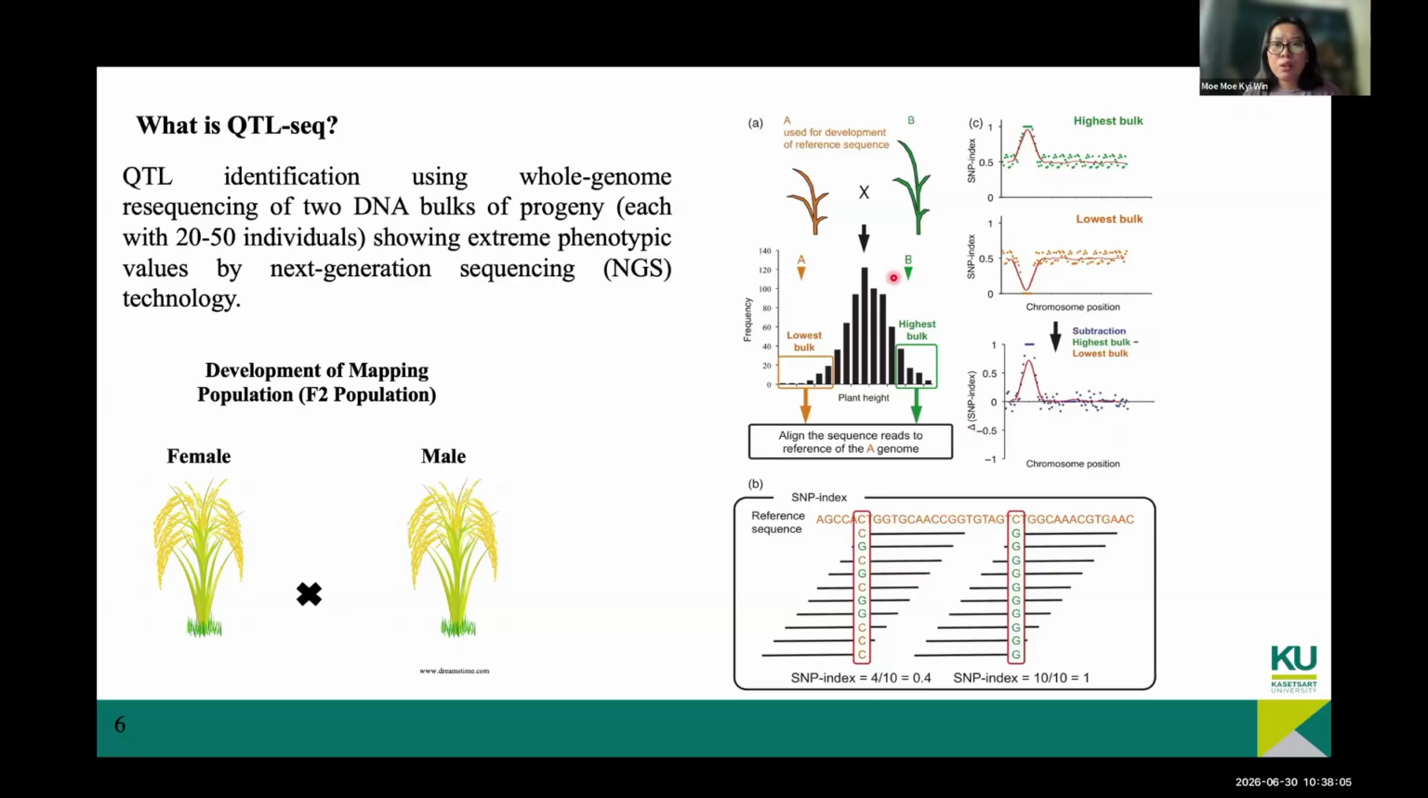This is the example from Takagi et al., in which they developed a mapping population, and from this population, they selected the plants with the shortest plant height as one bulk, and the tallest plants were selected as the other bulk. And these individuals are aligned to the reference genome to get the SNP index and the delta SNP index to get the QTL and candidate genes controlling our trait of interest.